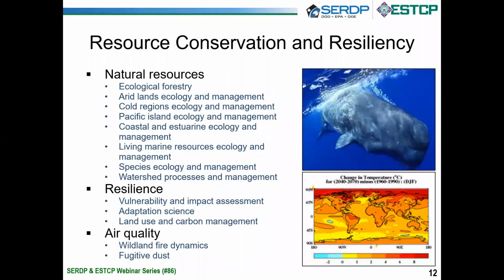Our webinar today is focusing on research and demonstrations that were conducted under the Resource Conservation and Resiliency program area, which has essentially 3 main areas of research: natural resources, resiliency, and wildland fire.